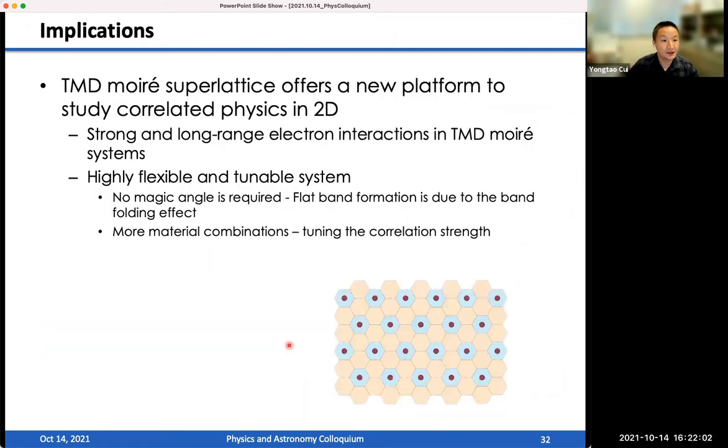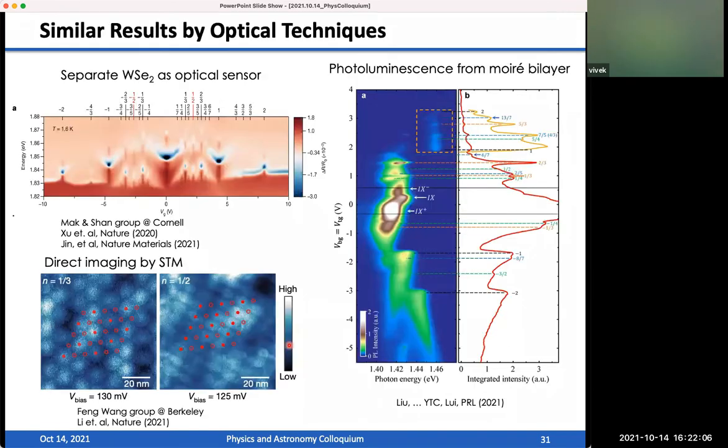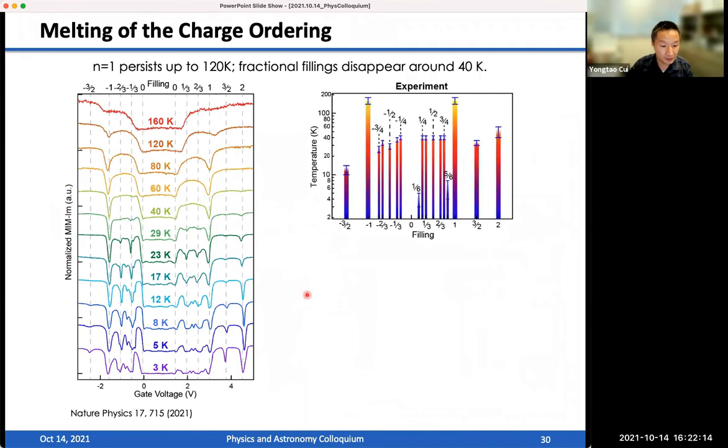All right, okay. Yong-Tao, can I ask a quick question? Sure. Do you actually independently measure density through Hall, or is this based on some other method? Okay, let me come back here. There are two ways to measure the density.